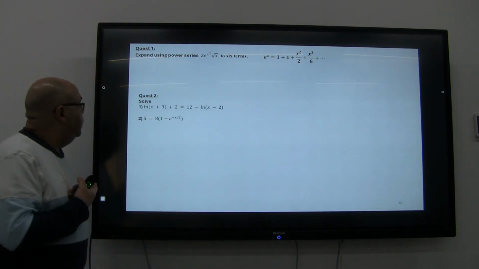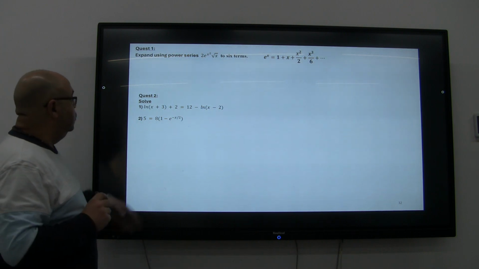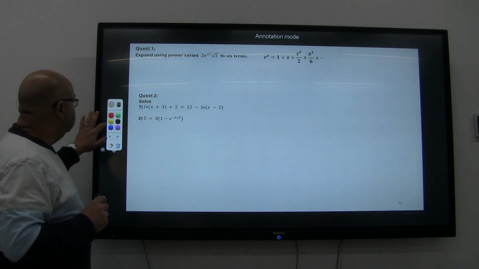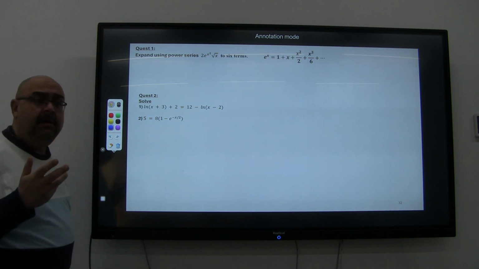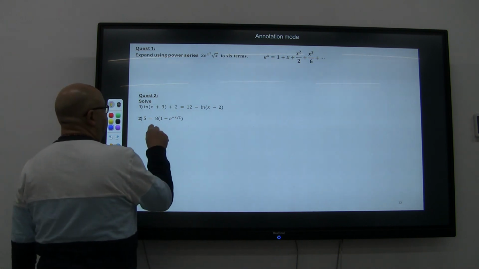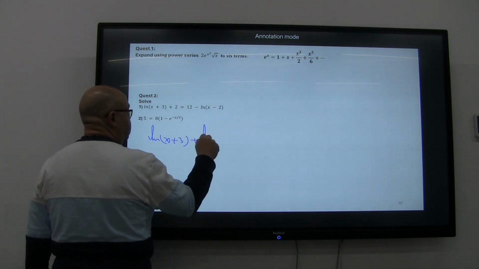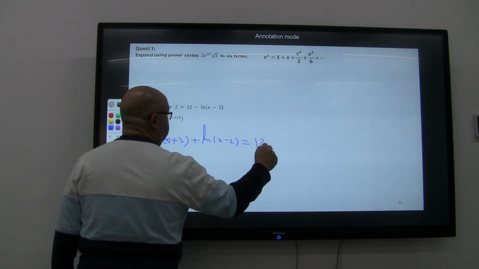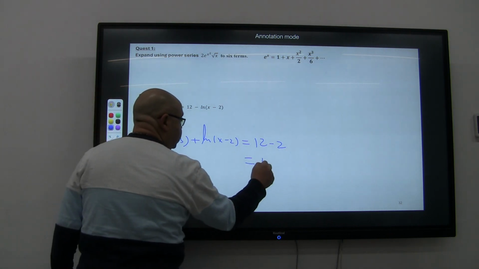What about this one? He wants you to solve this problem. I will solve one of them for you. If I want to solve the first problem, what to do? Opinions? Take all the ln on one side. Yes, exactly right. So I have ln of (x plus 3) plus ln of (x minus 2), which is going to equal 12 minus 2. Okay? The next step is going to be 10.